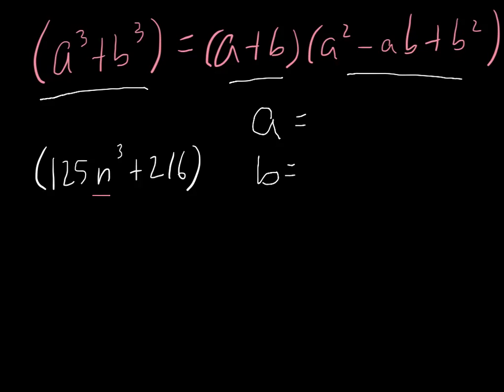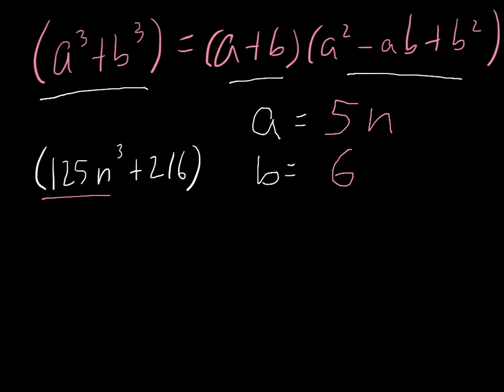So looking at 125n to the third, using my knowledge from the previous slide, I'm going to look at 125 and understand that the cube root of 125 is 5, and the cube root of n to the third is n. Therefore, my value of a is 5n. And again, if you think about it in reverse order, if you raise 5n to the third power, you're going to get 125n to the third. B, therefore, is a value of 6.